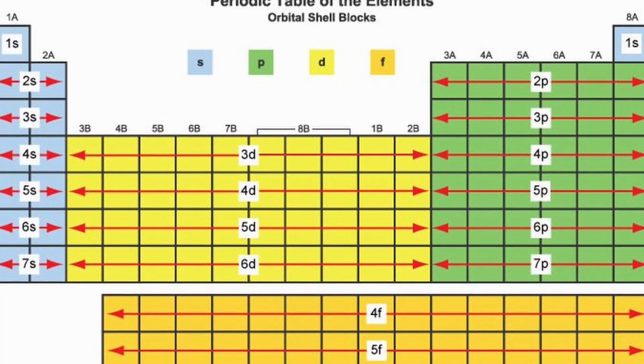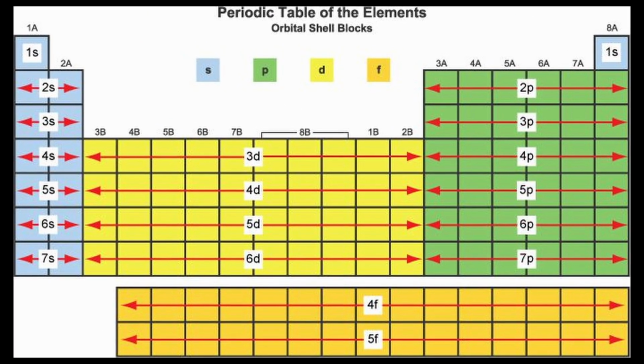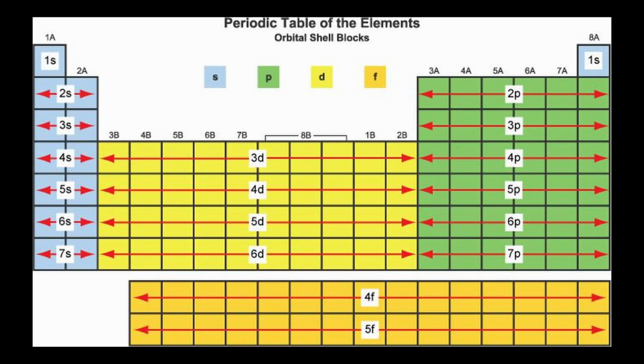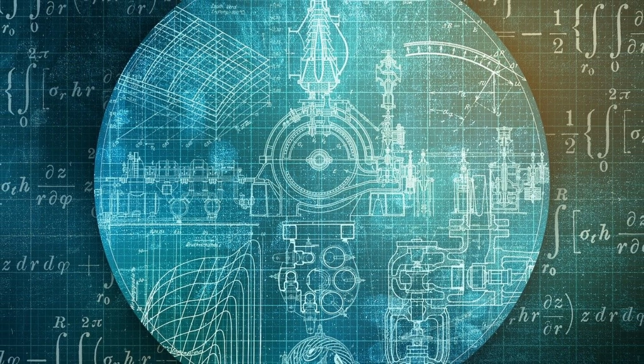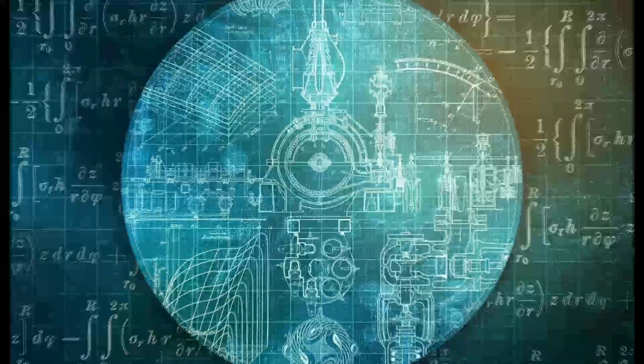Because electrons in different orbitals behave differently, each block tends to produce elements with similar traits. For example, reactive metals or nonmetals, gases or radioactive elements. The table isn't a chart. It's a fingerprint of the quantum world, a snapshot of how electrons arrange themselves.